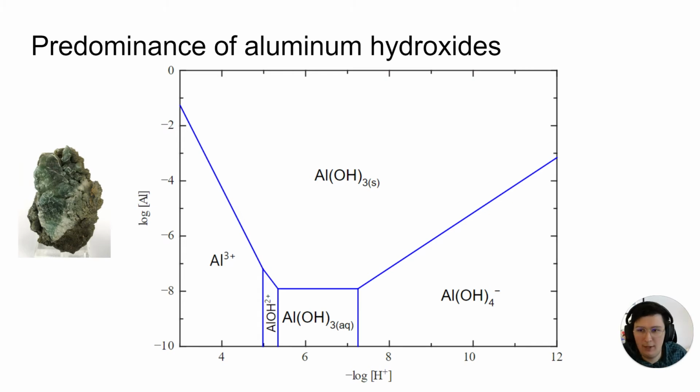Regardless of pH, you can see that aluminum hydroxide with no charge is the most stable form if you have a ton of aluminum in your solution. So if you go high enough on the y-axis here, aluminum hydroxide is going to be your predominant species. However, under normal environmental pHs, so circumneutral, with enough aluminum, you're going to end up with Al3+, aluminum 3+, and that is super, super toxic.